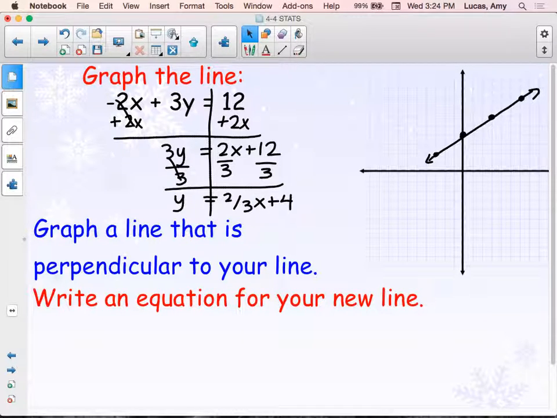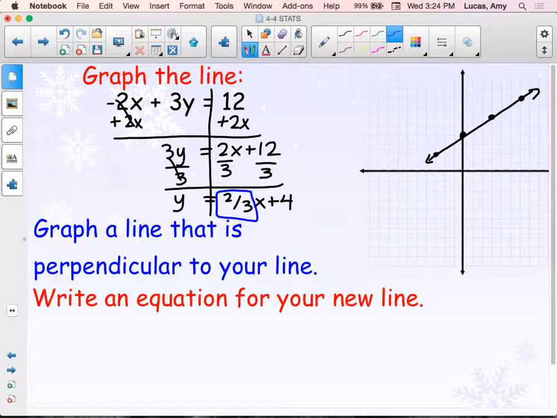My new slope, 2/3, I have to flip and change, so negative 3 over 2. So I'm just going to start right here, go down 3 over 2, then draw my line.